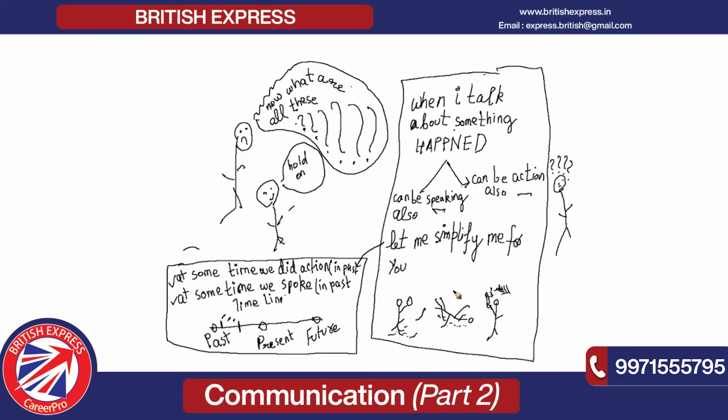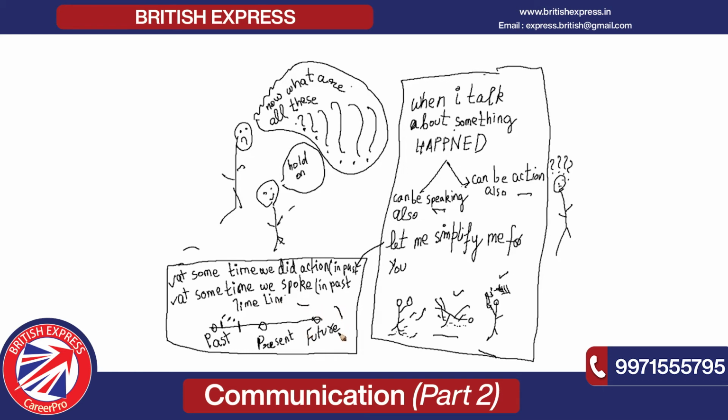You must be seeing 3 images. One boy is playing, one is swimming, and one is speaking something. All these 3 actions are representing the past happening. Okay, let me clarify things. At the same time, we are doing speaking, and in that speaking, we are doing some action also.